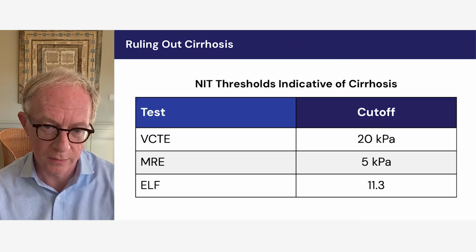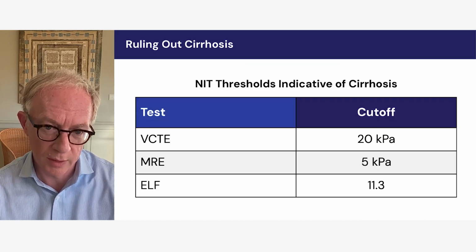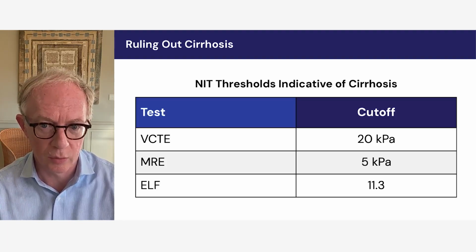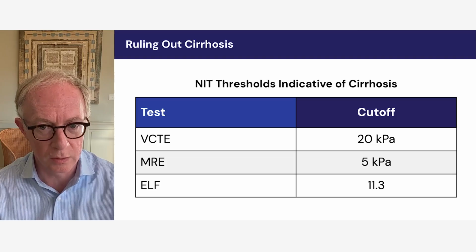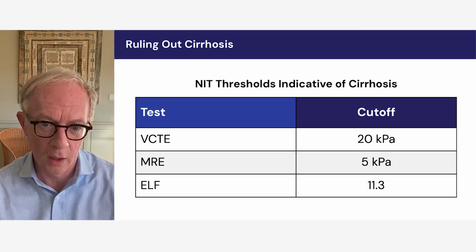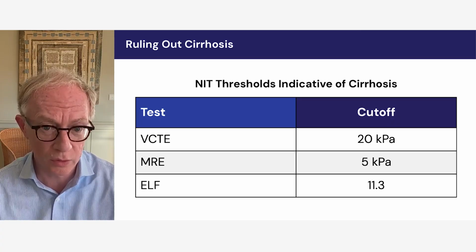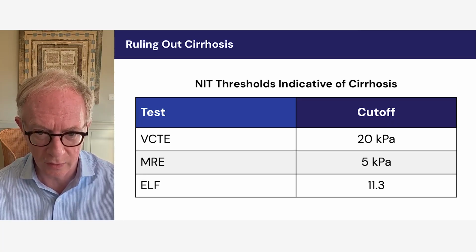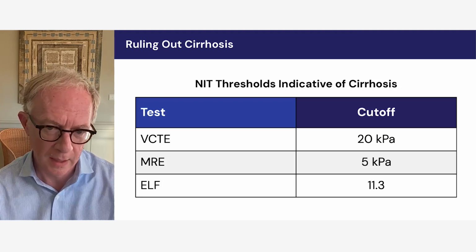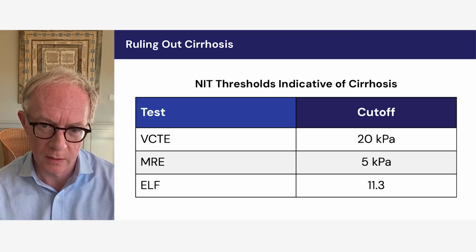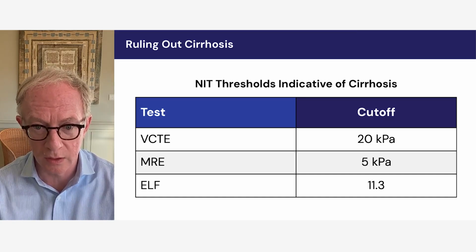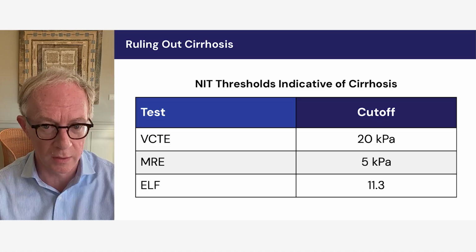Now, the ELF test is an important one. It's a blood-based test with 3 parameters: hyaluronic acid, procollagen 3 terminal peptide, and TIMP1, reflective of fibrosis, but also of ongoing underlying steatohepatitis that drives fibrosis. That's an important one. And as I said previously, it's important to identify MASH with fibrosis, but also to exclude cirrhosis because the drugs are not indicated in patients with cirrhosis.